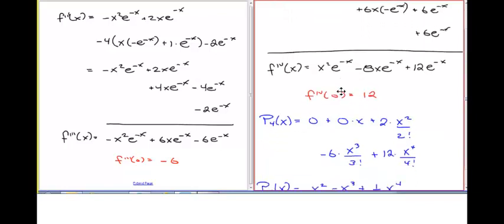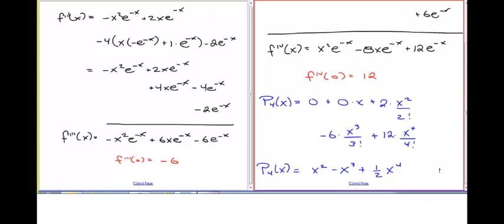Okay, so f of 0 plus f prime of 0 times x plus f double prime of 0 times x squared over 2 factorial, plus f triple prime of 0 times x cubed over 3 factorial, plus the fourth derivative times x to the fourth over 4 factorial. So these drop out. 2 over 2 factorial is 1. 6 over 3 factorial is also 1. 4 factorial is 24, so you get 12 divided by 24, which simplifies to a half. And so that's your final answer.